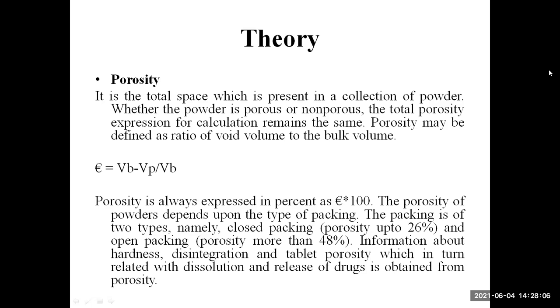Porosity may be defined as the ratio of void volume to the bulk volume. Porosity is equal to Vb minus Vp upon Vb. Porosity is always expressed in percent as porosity multiplied by 100. The porosity of a powder depends upon the type of packing. The packing is of two types, namely close packing, porosity up to 26%, and open packing, porosity more than 48%.